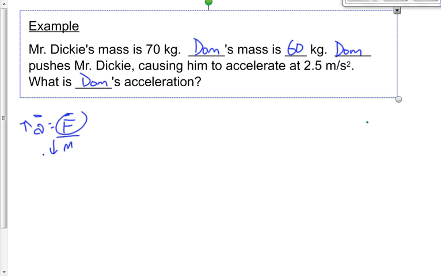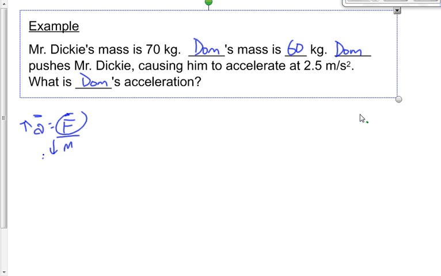So forget about the equation for a second. Who resists a change in motion more? Me. That means I'm going to accelerate at a lower rate than Dom. So notice what we've just done. We've just done Newton's third law. Object A applies a force on B, object B applies an equal and opposite force on object A.